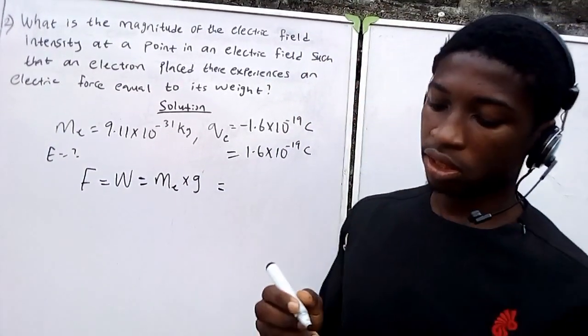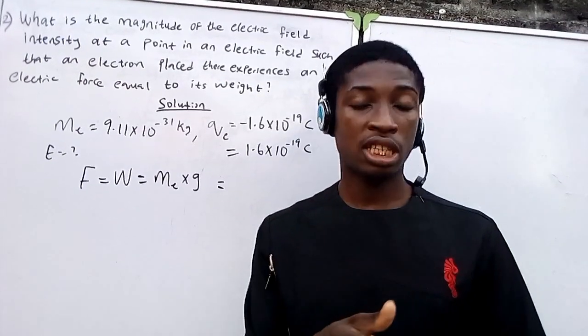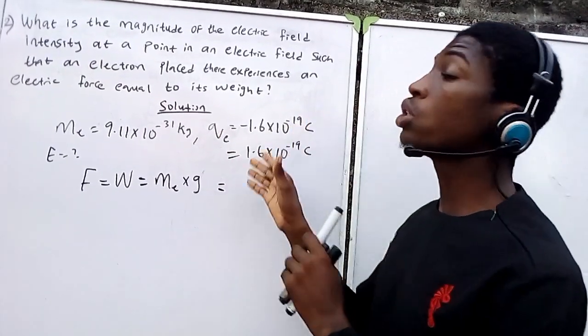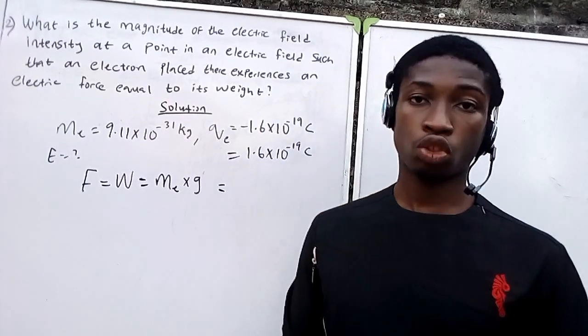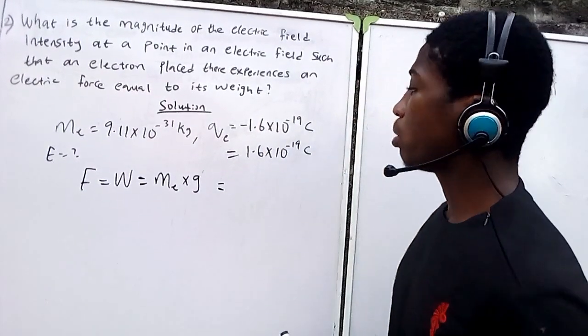Now in your test, they majorly use 9.8 meter per second squared, but for the sake of this question, to make things more simplified, I'm making use of 10 meter per second squared. Understood? So now what is the mass of the electron?